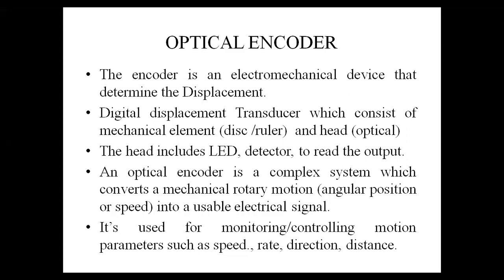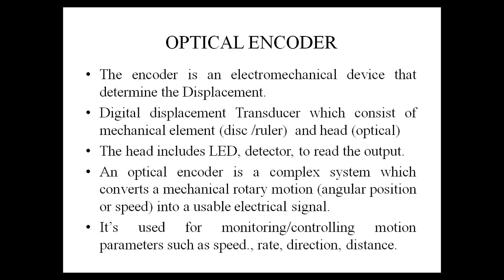Similarly, encoders are normally a digital displacement transducer, which consists of a mechanical element and a sensing head, typically of optical type. So we will have a transducer which consists of a mechanical element that can be either a disc or a ruler, and a sensing head which is of optical type. For the disc we'll have rotary type encoders. For a ruler we'll have linear type encoders with deposited or curved patterns.